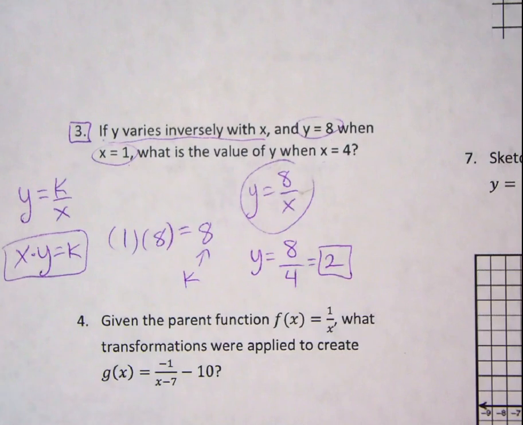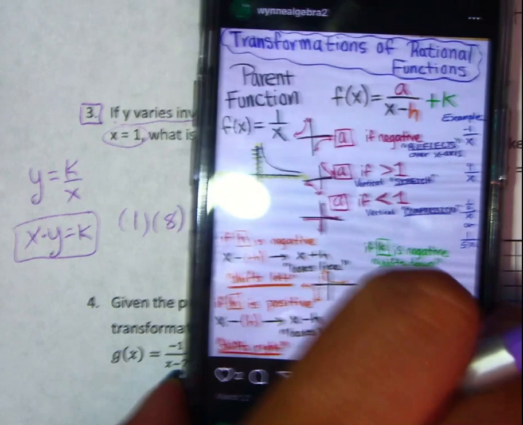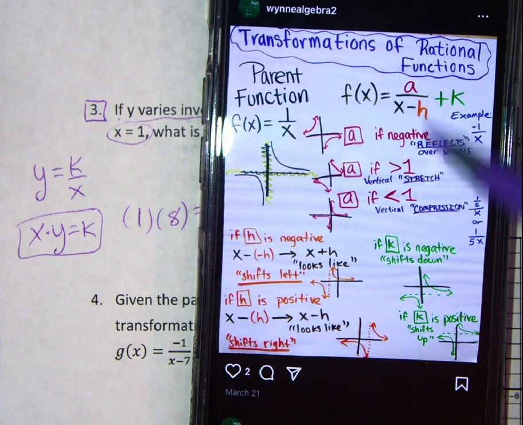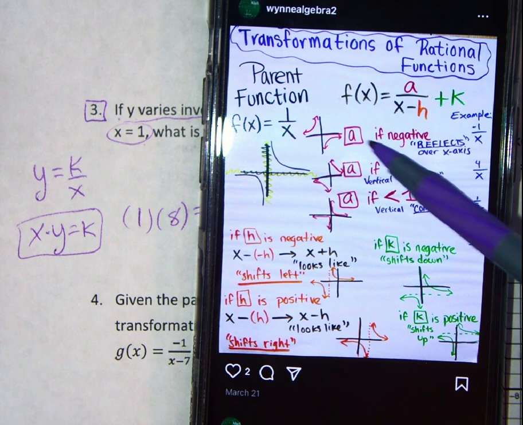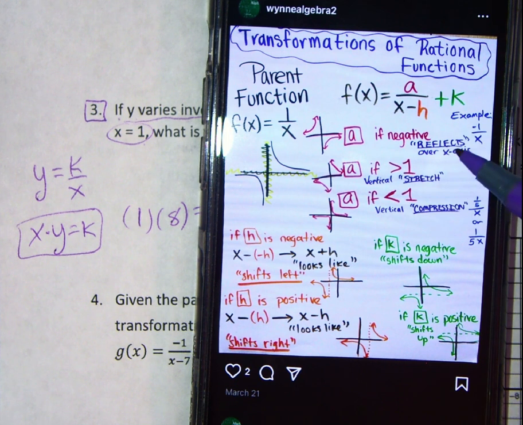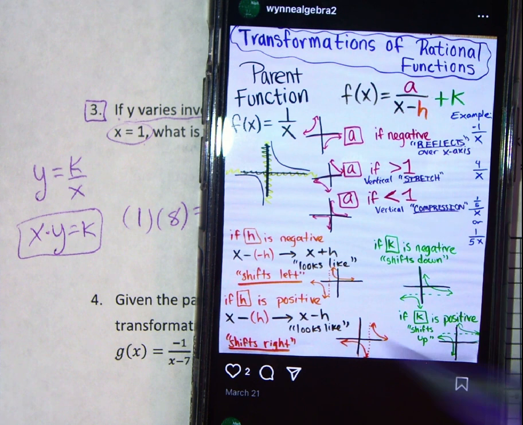The other topic that you need to review is transformations of rational functions. The anchor chart that we have on the Instagram page can help you with that, and here's a preview of it. You pretty much just want to follow what these variables do, the a, h, and k. A is the one that lets you know if it reflects over the x-axis, if it's negative. A also tells you if it vertically stretches or vertically compresses based on the value of that a value.